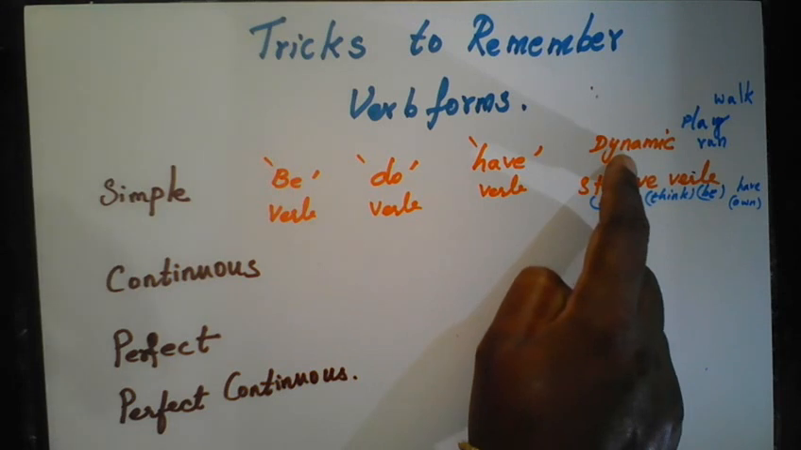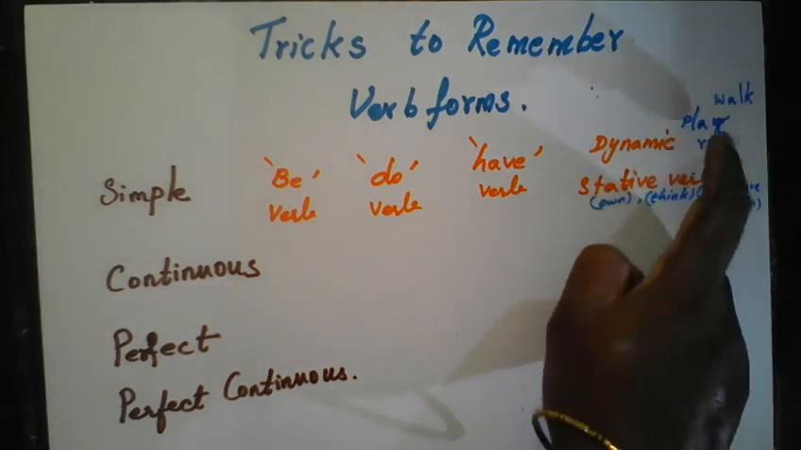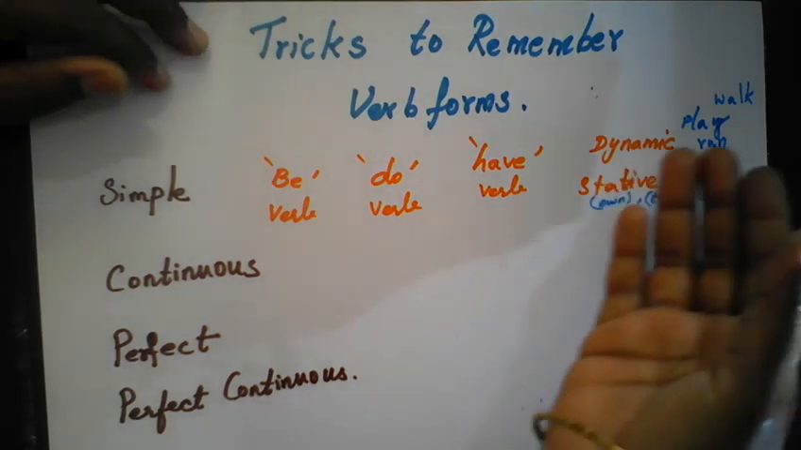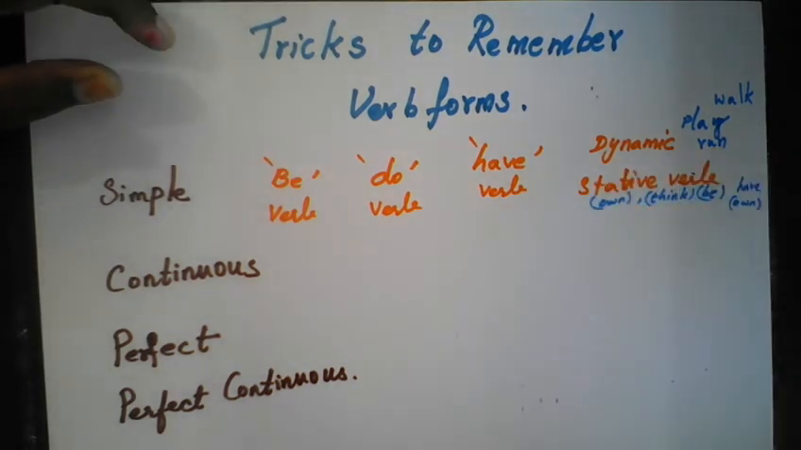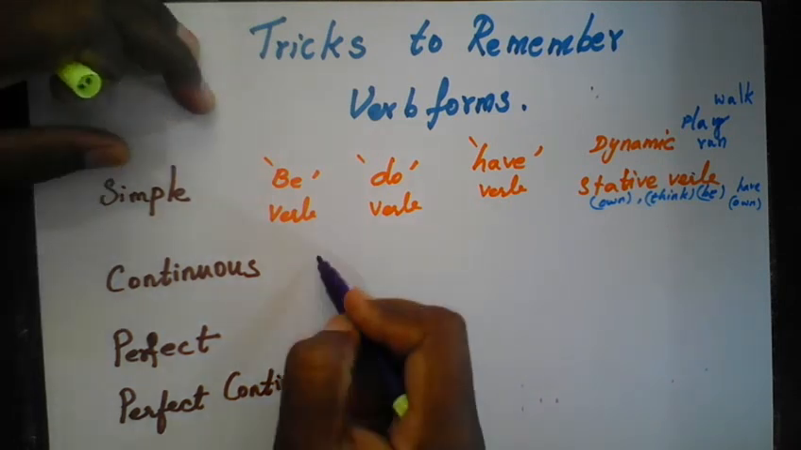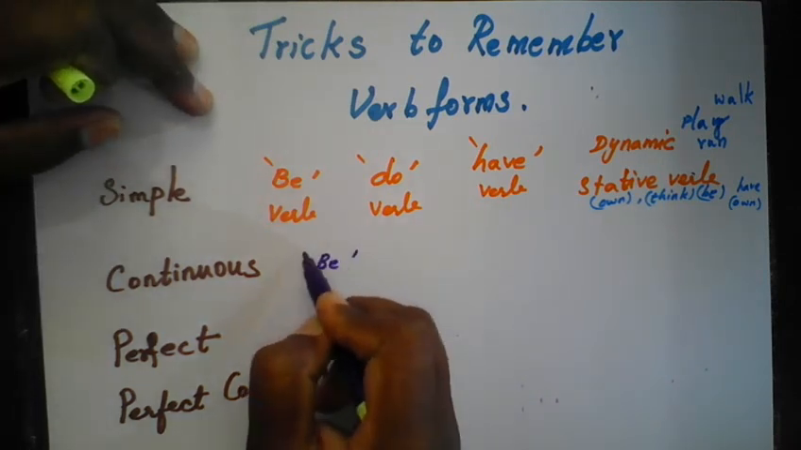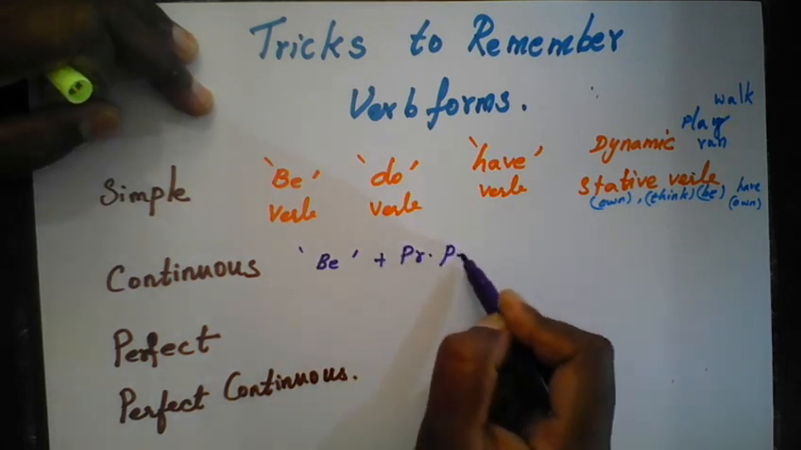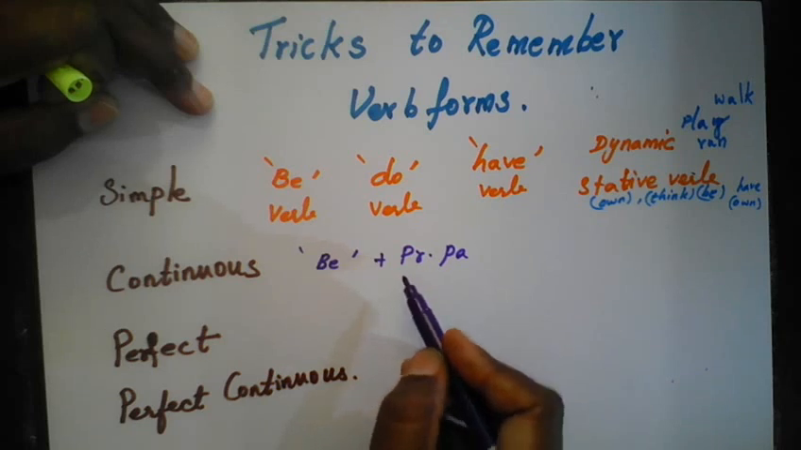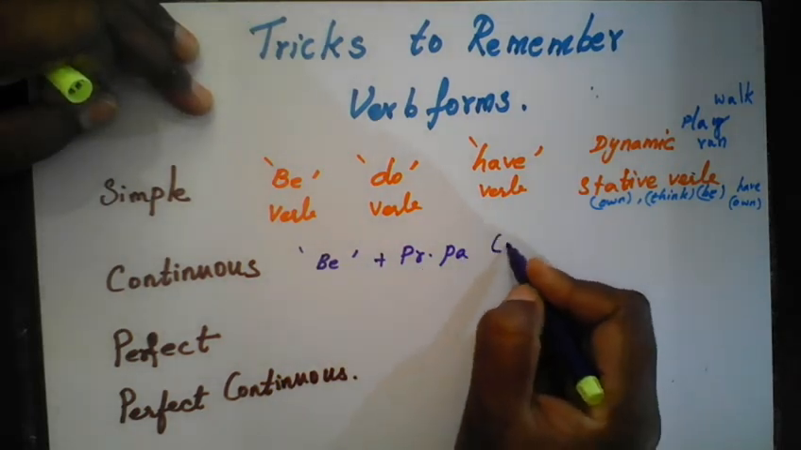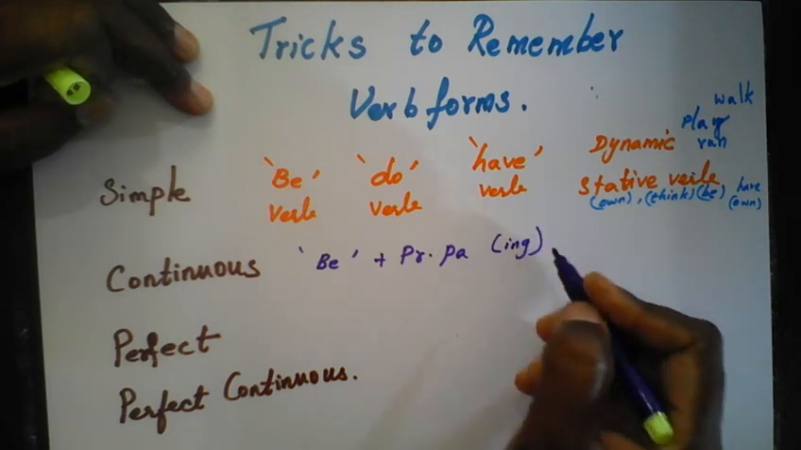And a dynamic verb needs our physical action: play, walk, run, read, write, teach, listen. So these are all what? Dynamic verbs. Now continuous. What is continuous? The short trick I told, right? Be verb plus present participle, right? Be Prabha, I told. Be Prabha, a girl's name. Present participle means the verb form with ing.